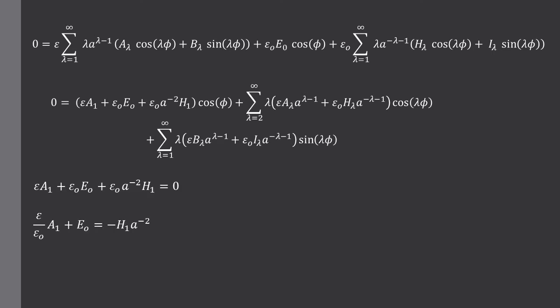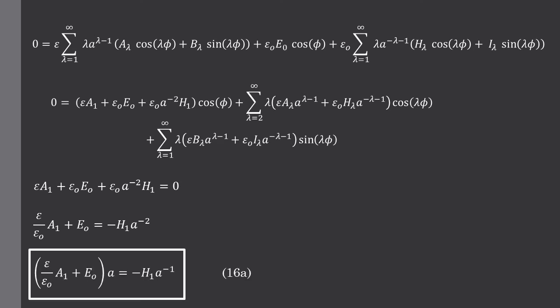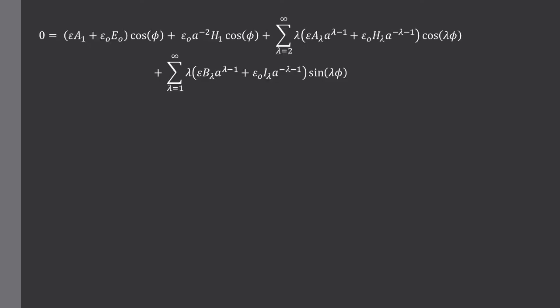And so first thing we're going to do is we're going to want to get the h1 on its own side. We're going to want to make this equation look like the equation 15a we just found. So I will go ahead and multiply by little a across the equation, and that gets us nearly into the form of 15a, and so that's how we're going to handle it. And similarly, we can go ahead and look at the other two terms.